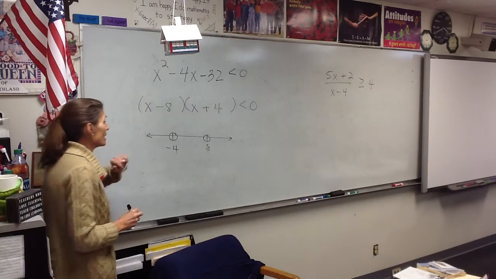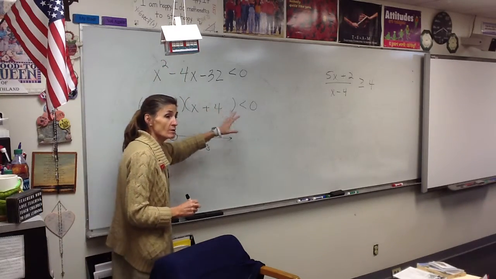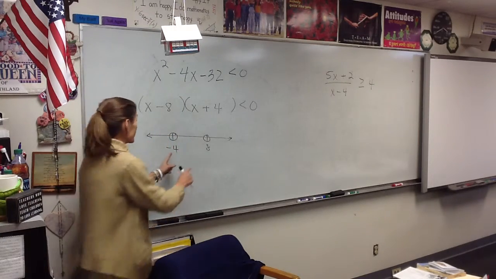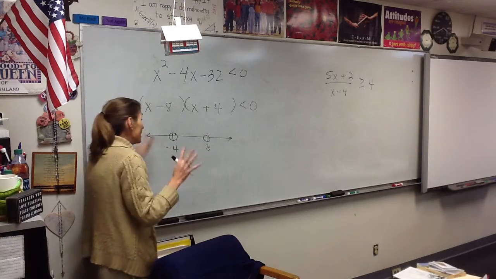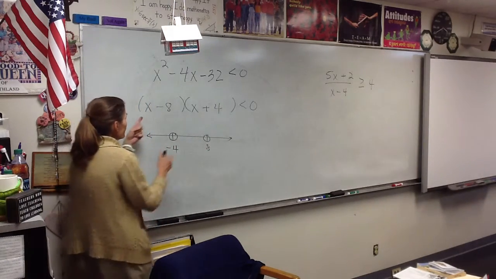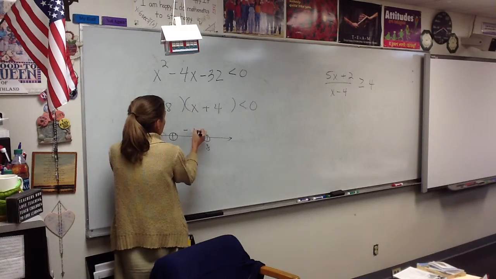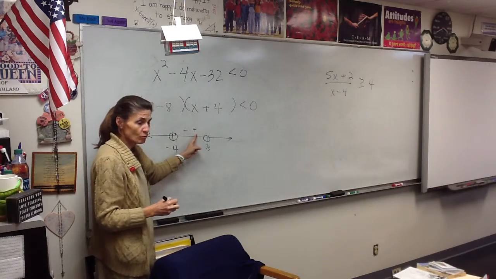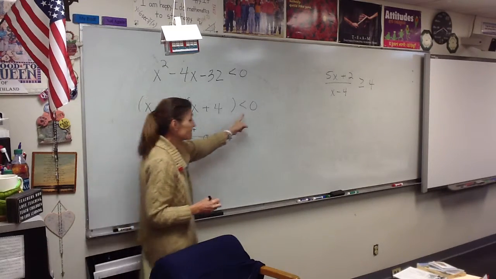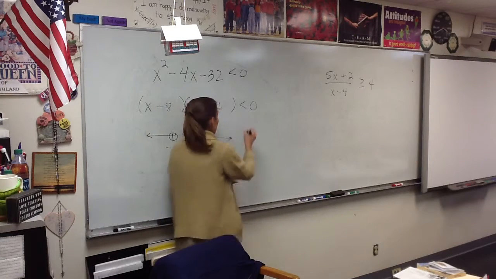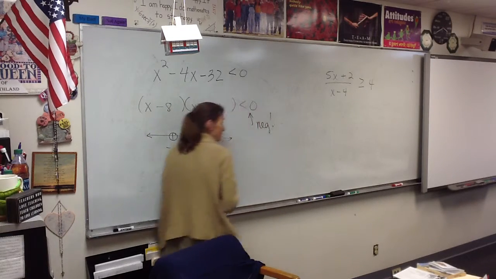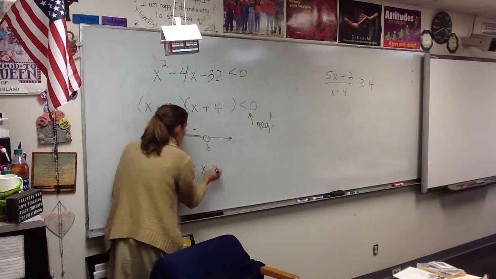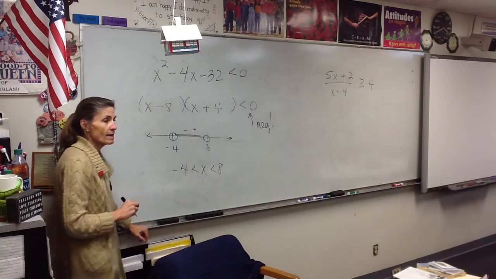Yep. Then you said, hey, I don't have any squares, I just need to check one number. The number I checked can be anything you want except these two. Anything else is fine. I'm just going to use 0 because I've been using 0. So I get a negative times a positive. Now, what does a negative times a positive do for me? Negative. Is negative what I wanted? Yes. This means negative. So this section worked. So my answer is all the x's between -4 and 8.